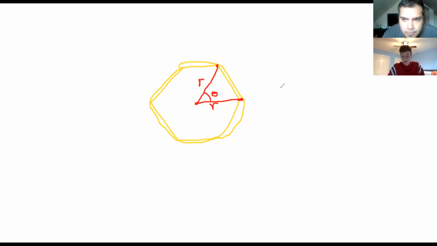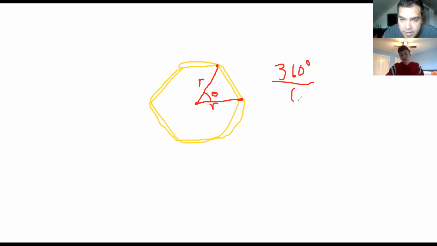Now, we could figure out that angle with this information. We know every circle in total is 360 degrees. That's a fact, okay? Now, because this has 6 sides, this is a hexagon in this case, I know this little piece is going to be 1/6 of the circle.